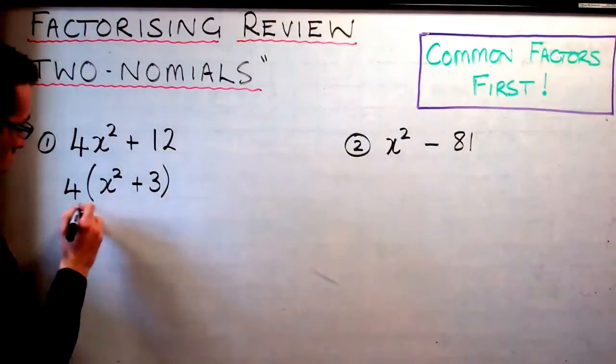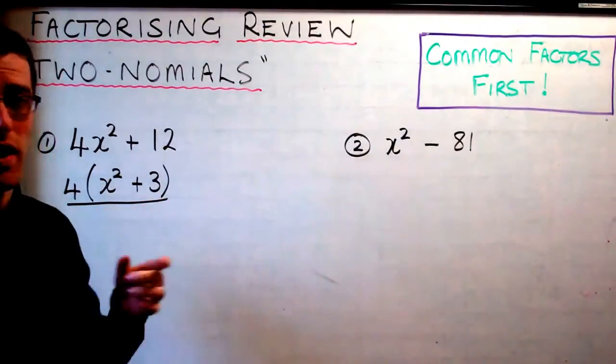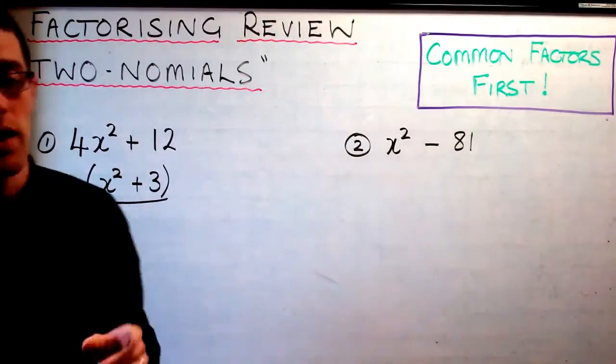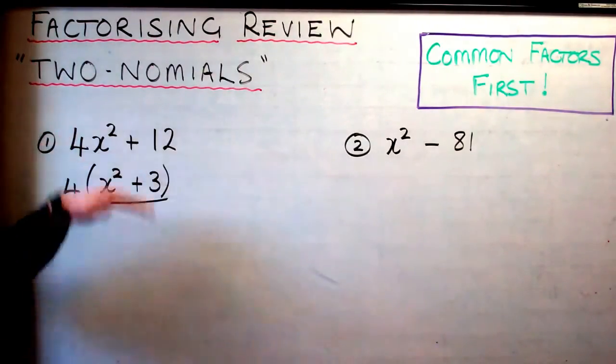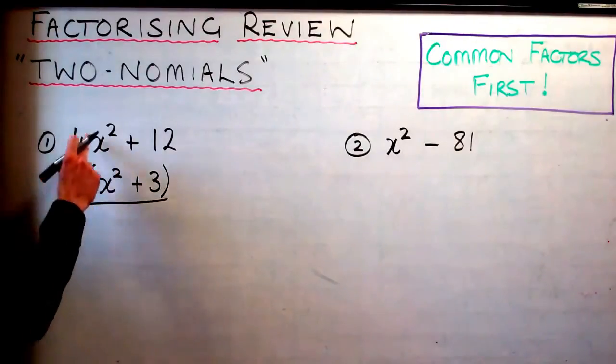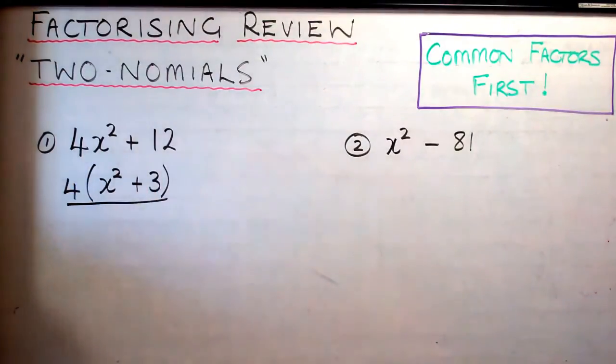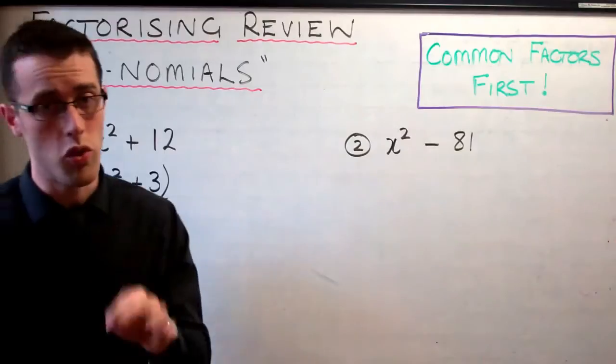Okay, so really important point here is that you should never really make a mistake with a factorising question, because you can just break the brackets and get back to the original question. So if we multiply this out, we'd have 4x squared plus 12. Okay, so you can check your own work, it's really good like that.